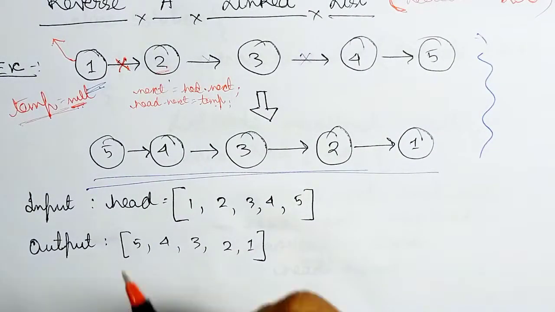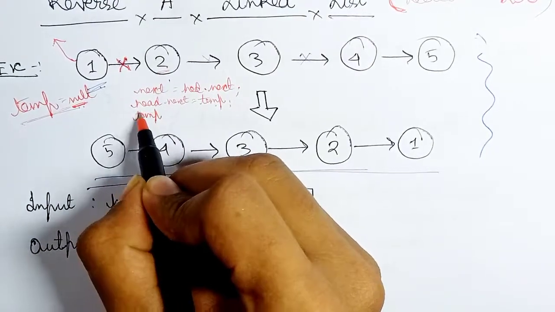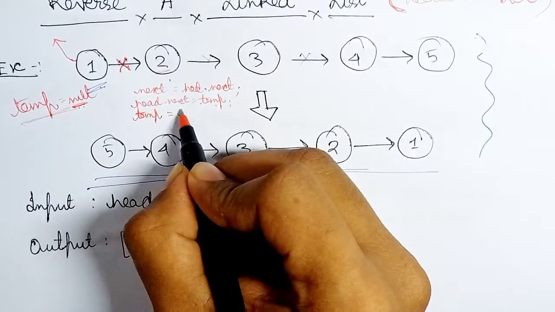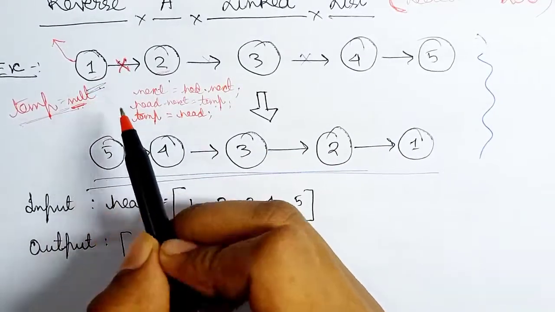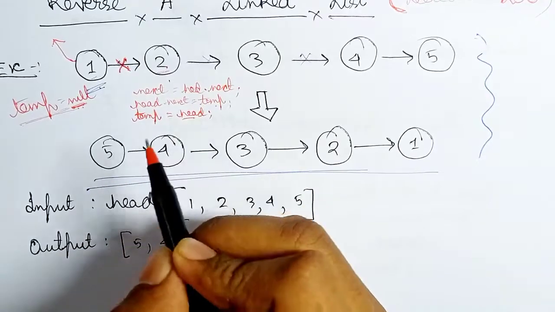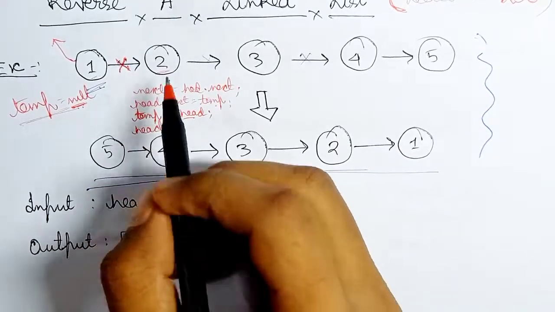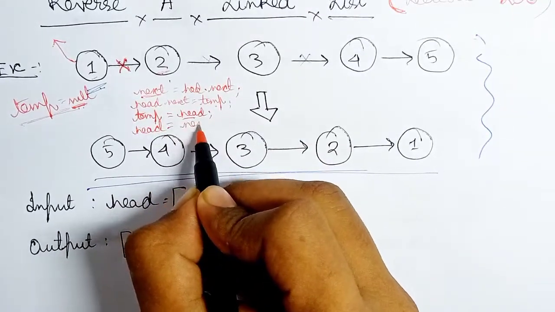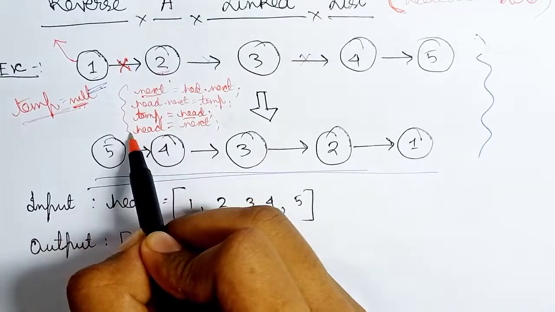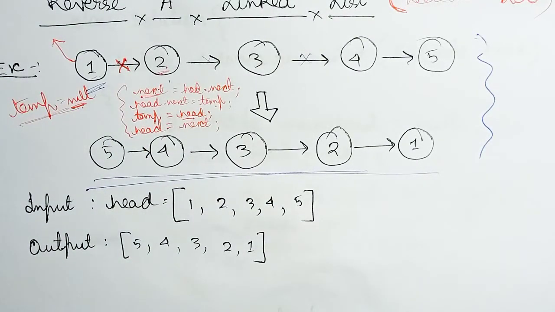Okay, so now the temp will become the head. Who was the head? 1 was the head. Now temp has become the head. And who will become the head? The one whose value we stored earlier in next. So head would become next. This would be the total repetitive loop inside the while loop whose termination condition is head should not be equal to null. Whenever head becomes null, that would terminate.